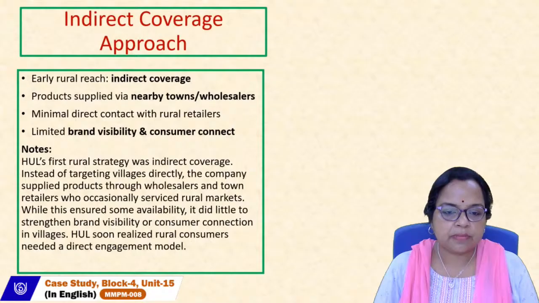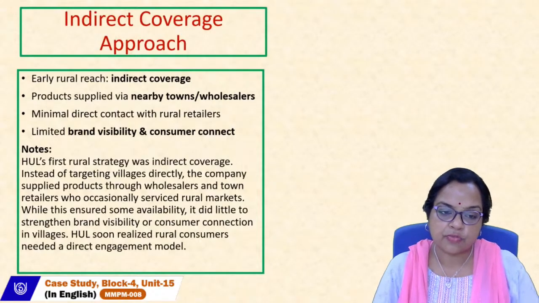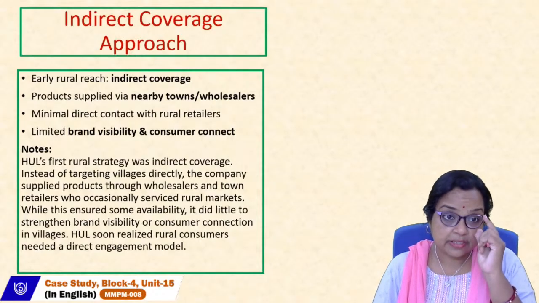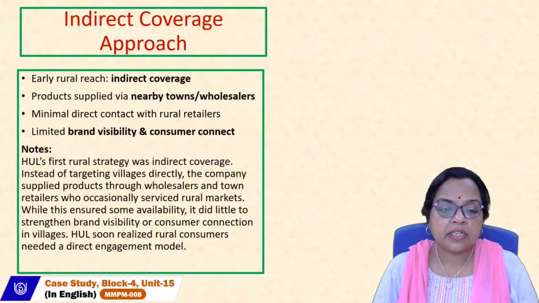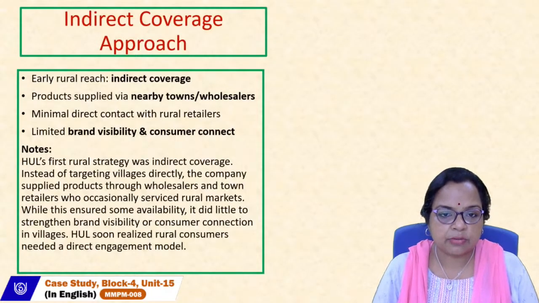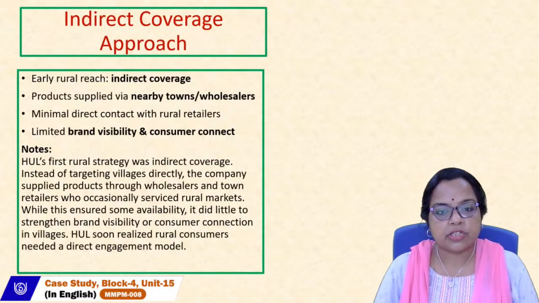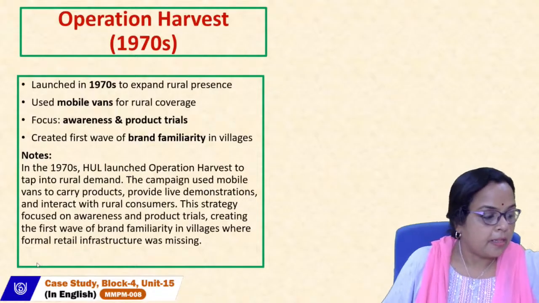While this ensured some availability, it did little to strengthen brand visibility or consumer connection in villages. So in the first phase, we understood, it was through the wholesalers. This is also known as the indirect coverage approach. Products were reaching the customers, but brand visibility was not well established. There was minimal direct contact with the rural retailers. So this was the challenge of the indirect coverage approach through wholesalers.